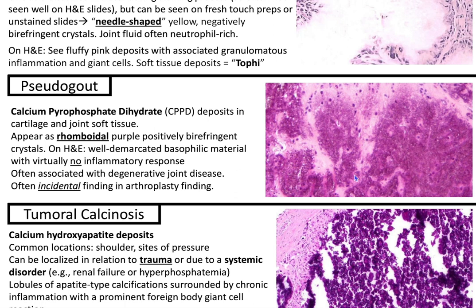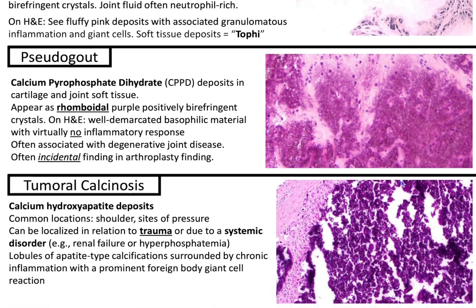soft tissue. They're darker than your gout crystals. They appear as rhomboidal, and on each knee, you'll see this well-demarcated basophilic material with no inflammatory response, often associated with DJD, and often an incidental finding in arthroplasty findings.